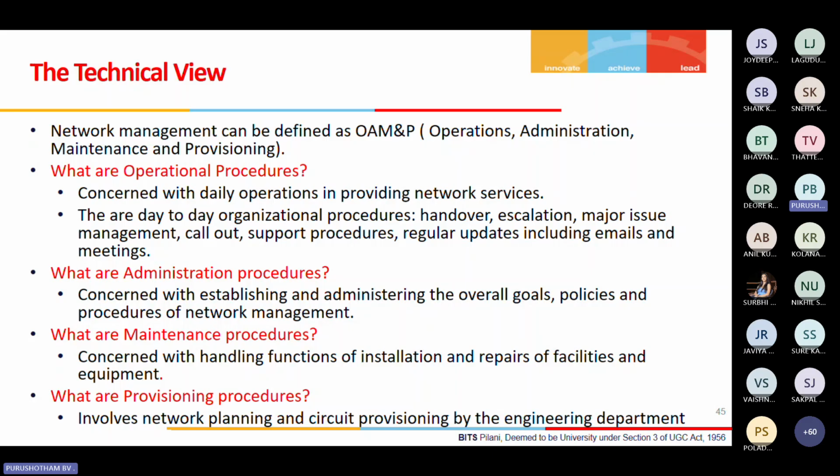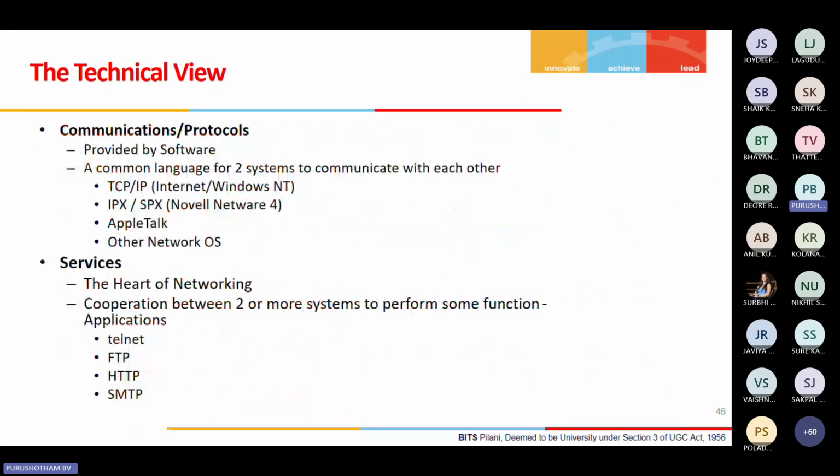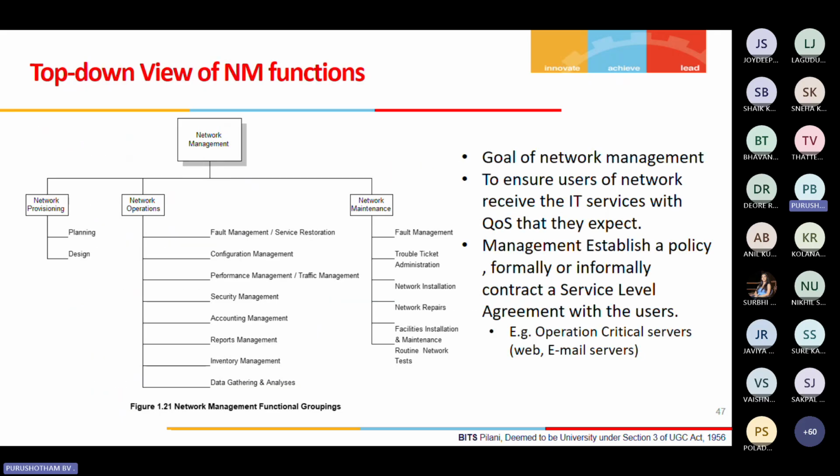Communication protocols are provided by software, a common language for two systems to communicate. That is the understanding between the two, such as TCP/IP, IPX/SPX, AppleTalk, and other network operating systems. Then services, which are the heart of networking, involve cooperation between two or more systems in terms of applications like Telnet, FTP, HTTP, or SMTP. So this is the top-down view of network management.